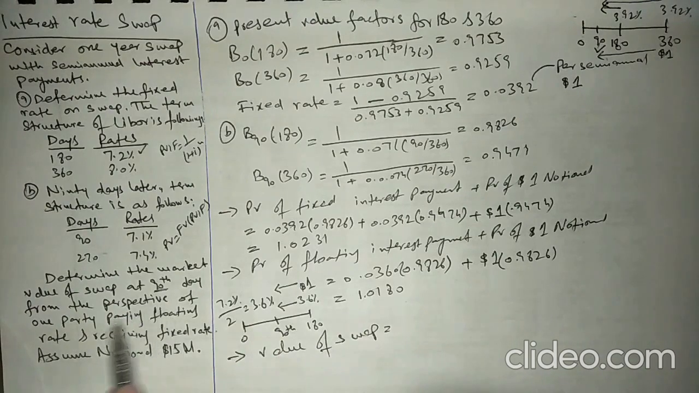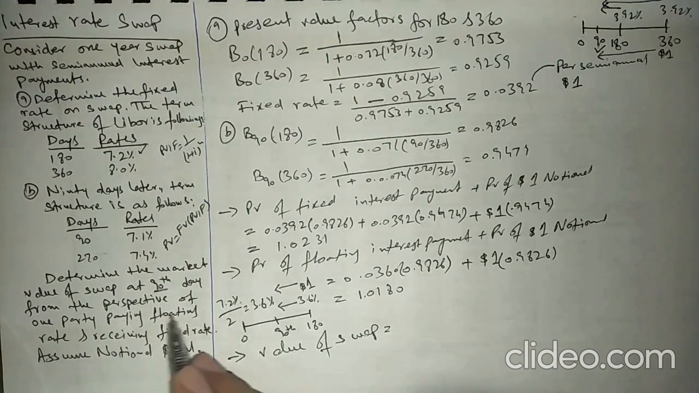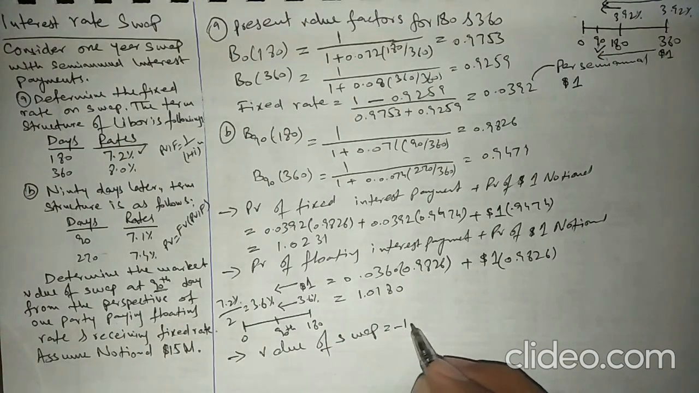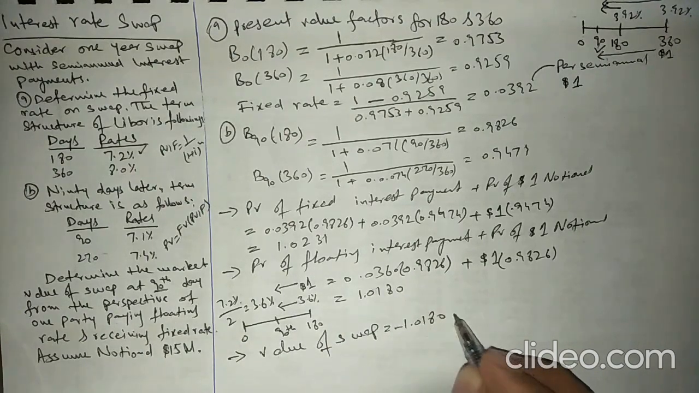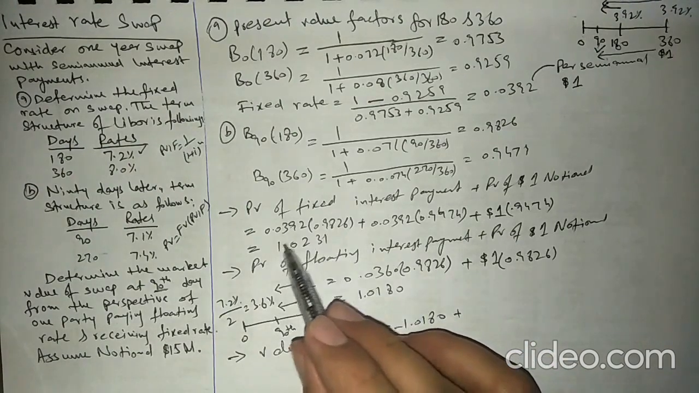From the perspective of one party who is paying floating rate and receiving fixed rate. Paying floating rate means when we pay any amount we will use a negative sign. Paying floating rate, and the floating rate present value is 1.0180. And second is receiving fixed rate. So when we receive something, the sign is positive.